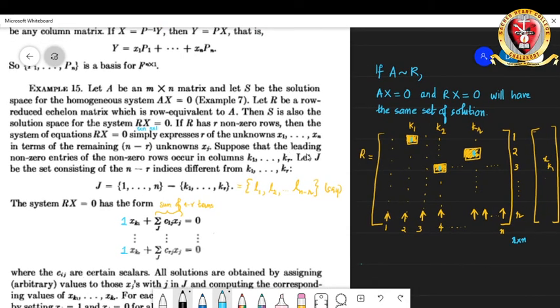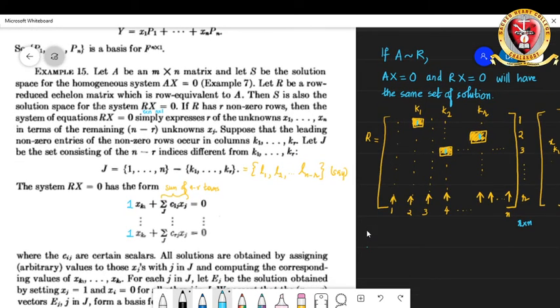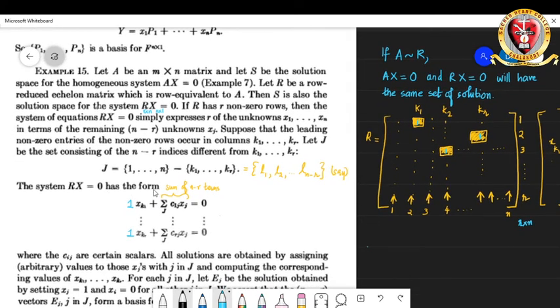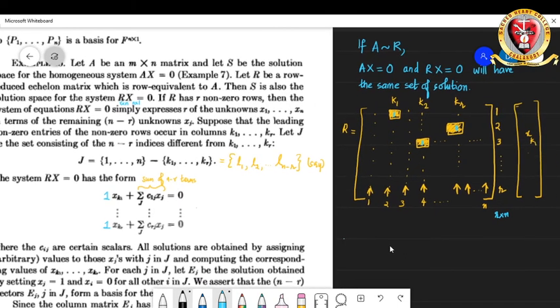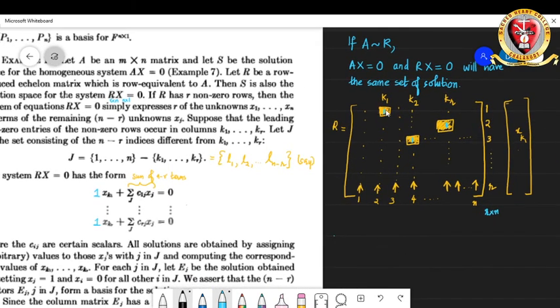And then we are defining J, which is equal to the set of all indices 1 to n minus the set k1 etc kr. Maybe you can call it L1, L2, etc Ln minus r, simply to understand that there will be n minus r elements in J. Then the system Rx equals 0 has the form. How will it be? Here you have a 1 and the rest of them will be 0 in this row.